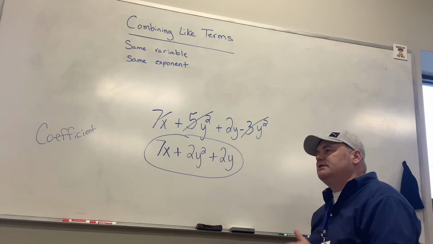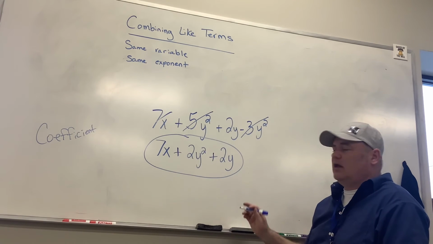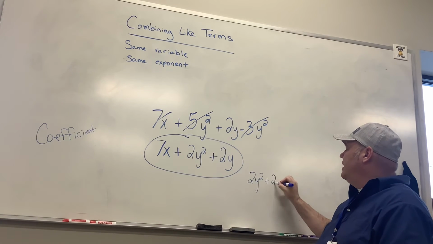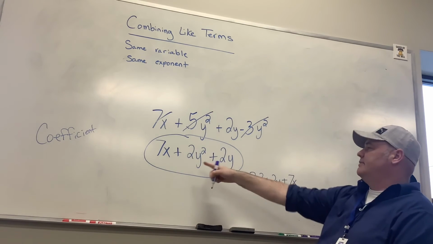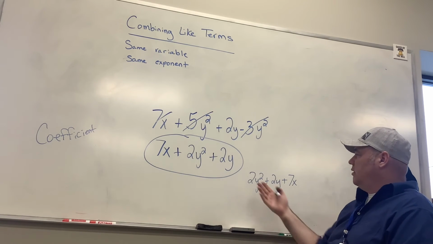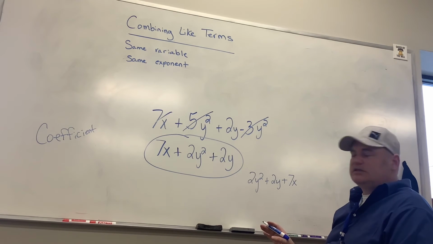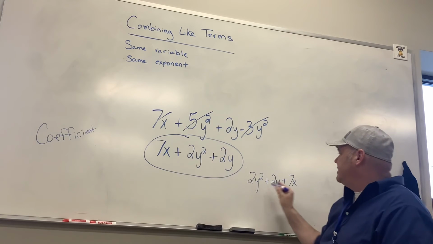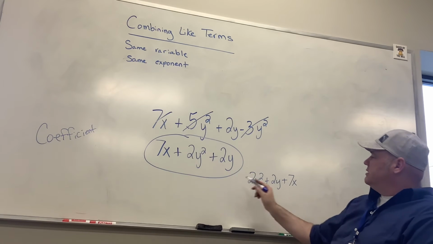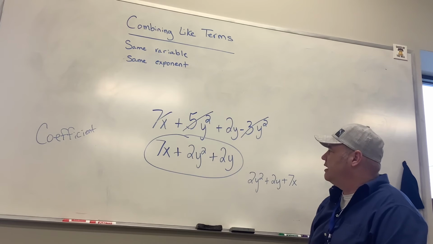It doesn't matter what order these are in. Some do ascending and descending, it really doesn't matter, because I could switch them all up and it's the same answer. Like if I say 2y squared plus 2y plus 7x, that's the same answer as that. They're all positive, they're all still there, doesn't matter. What you have to be careful with is the signs. Make sure if that's a positive, that stays a positive. If you notice, I put the positive in front of that one because it needs that sign there, it's a positive, okay? So that's the only thing that matters.